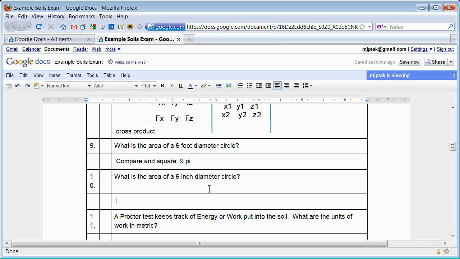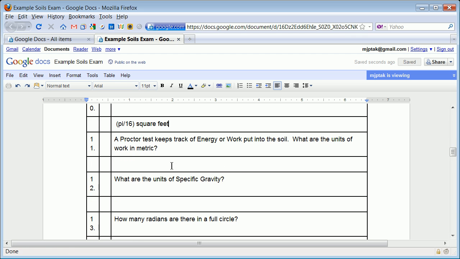What is the area of a 6-inch diameter circle? Compare and square. 6 compares to 24 with 4. 4 squared is 16. You get pi over 16. And the answer, and the party trick to force you to keep everything in standard units, is square feet. That is very tough for students. All right, we'll keep going.